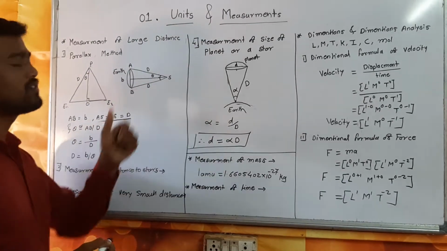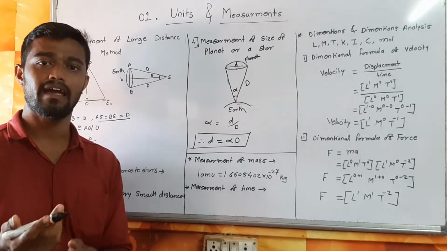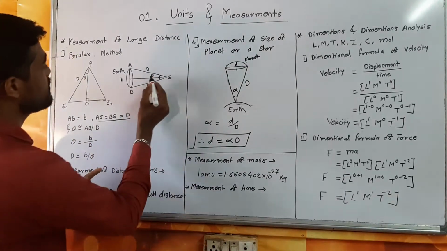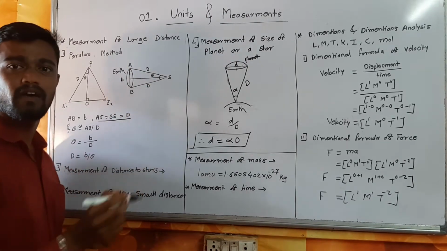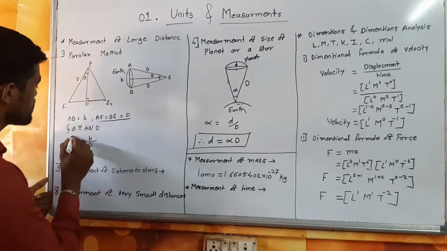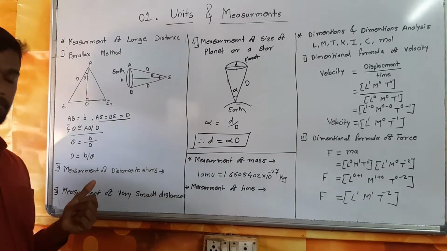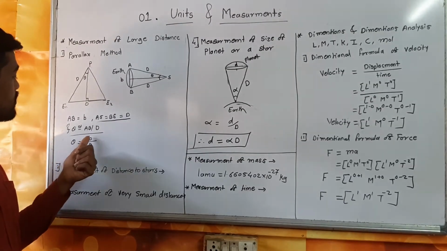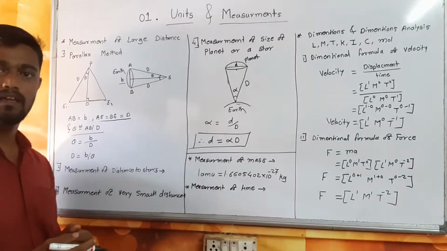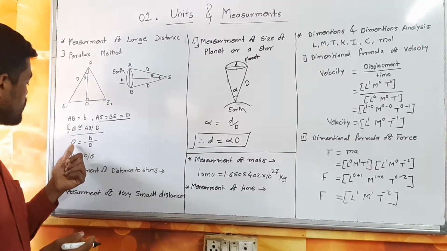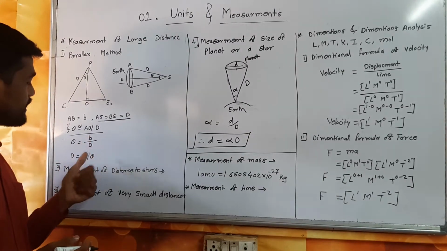Now we find out the angle theta. Theta is equal to the opposite side AB upon the hypotenuse D. So theta is equal to AB upon D. AB is defined as b, the distance between points A and B. So theta is equal to b upon D.